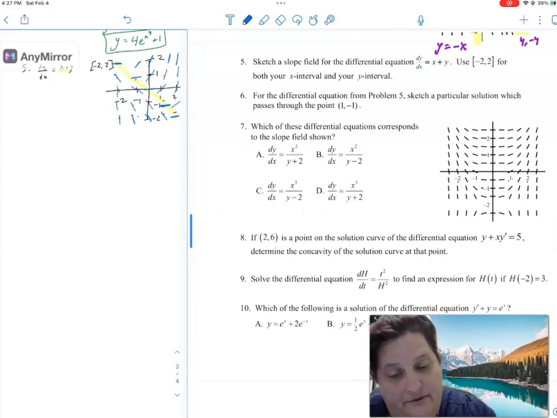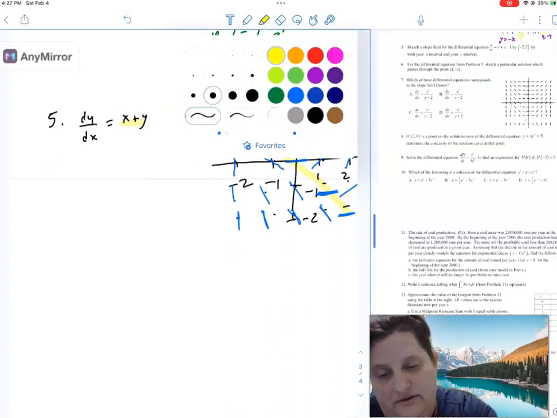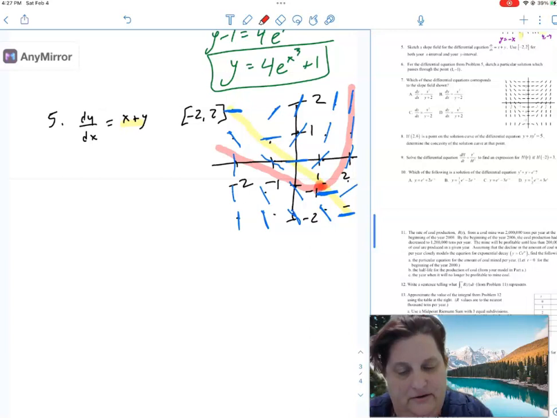Okay, and then for your differential, sketch a particular solution which passes through the point 1, -1. So all you guys do is you go find your point 1, -1, and then you follow the lines, right? And I think it kind of goes like that.